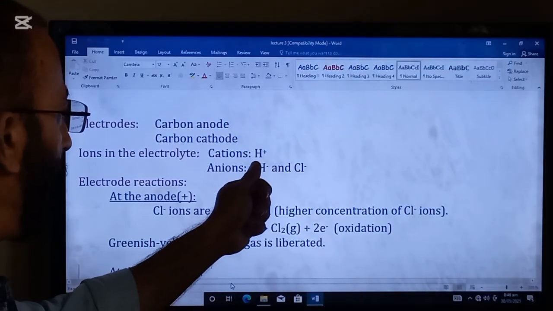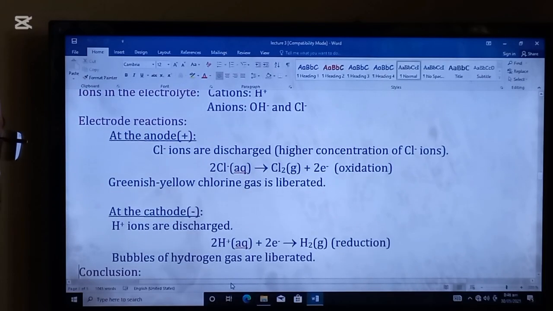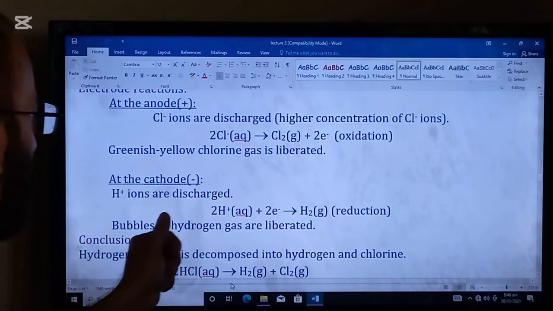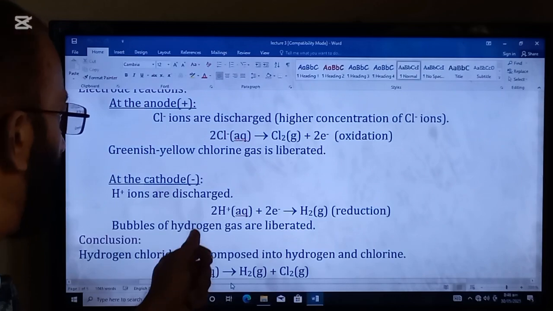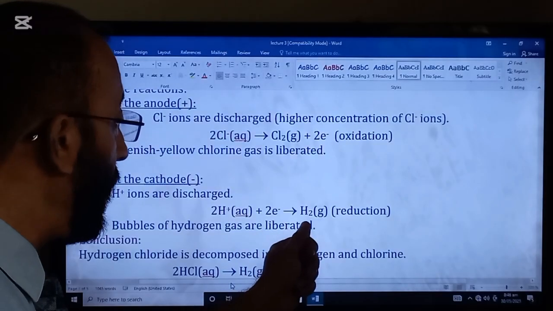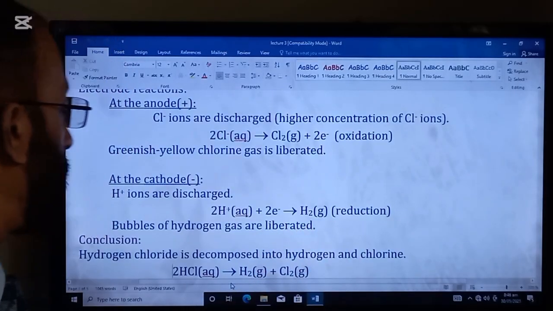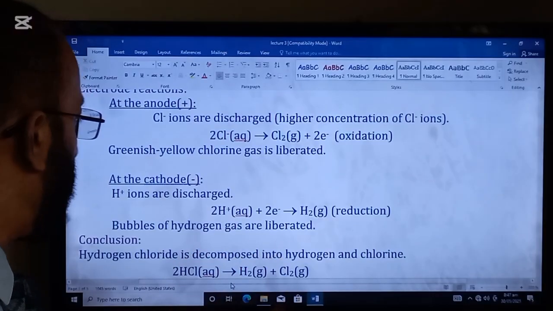Okay, for H plus there is no competition. So at the cathode, H plus ions are discharged. And the reaction is 2H plus 2 electrons forms H2. This is a reduction process. Bubbles of the hydrogen gas are liberated.